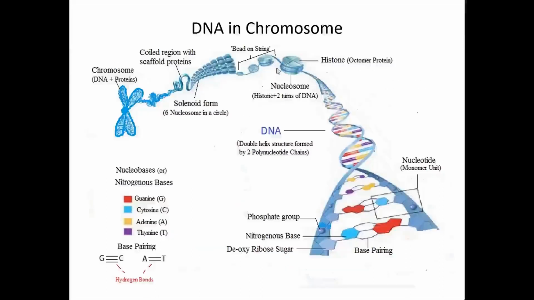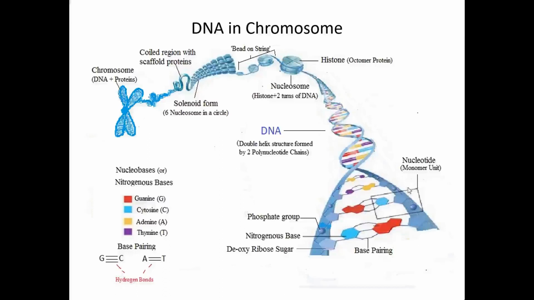DNA along with some proteins fold to form a chromosome structure. The DNA is a double helix structure formed of two polynucleotide chains. The monomer of each chain is a nucleotide. Monomer is a single unit. So this single unit is repeated to form a chain.